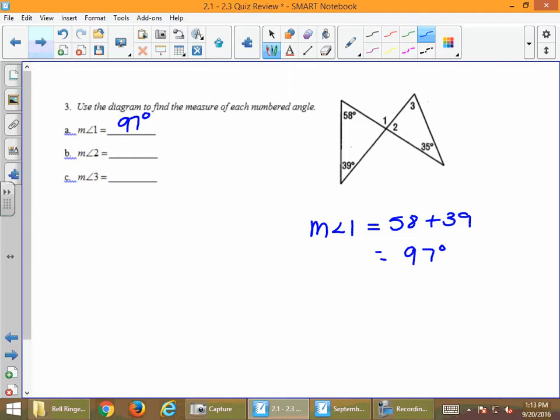Fill that in on your diagram. You find an angle, put it in your diagram. Right? Now let's move on. How can we find the measure of angle 2? What do you notice about these two angles right here? They're right next to each other. They fall on a straight line. So Gary, what do they add to?